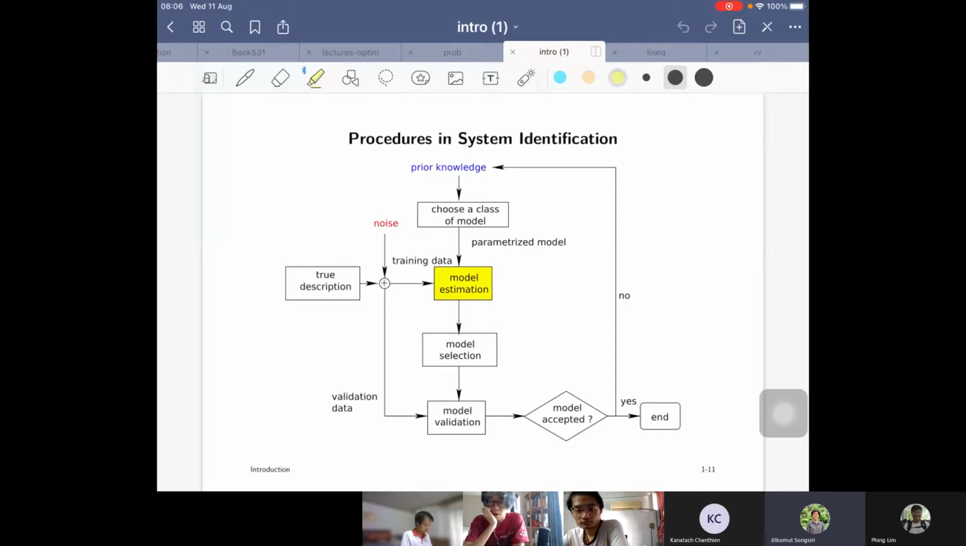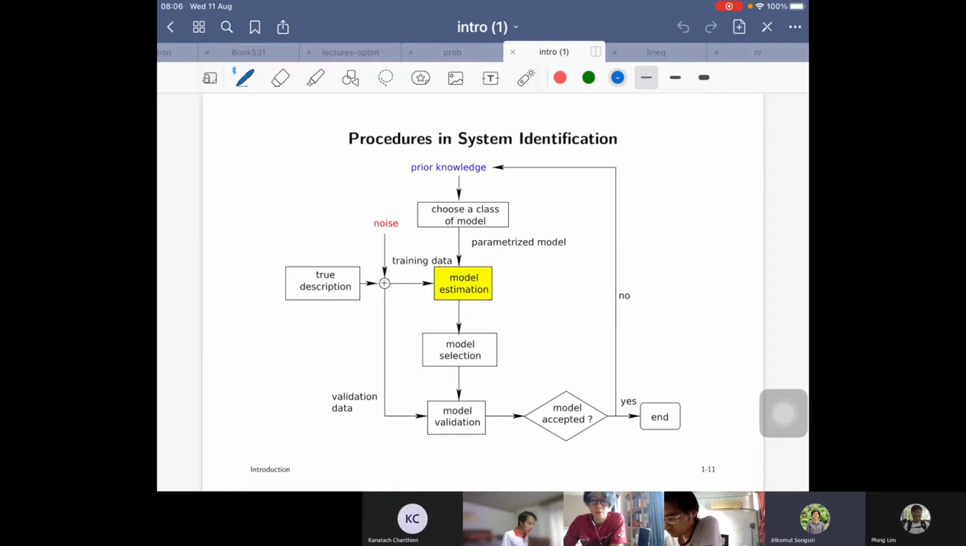This is a continuing video about introductory system identification. In the previous video, we talked about the concept of system modeling, model estimation, and five essential elements in system identification. So in this clip, I will give a brief overview of the procedures involved in system identification. Take a look at this flow chart, this diagram.